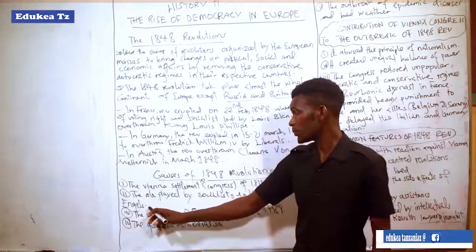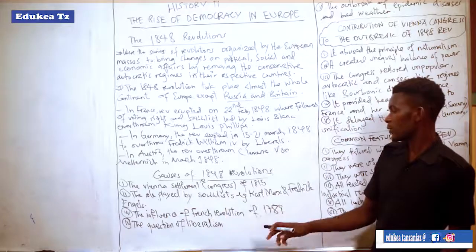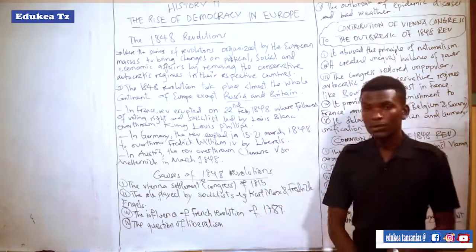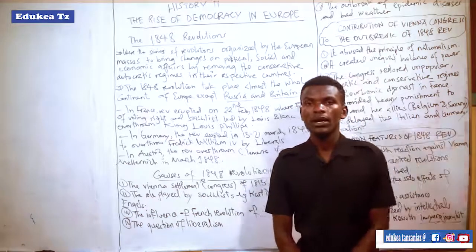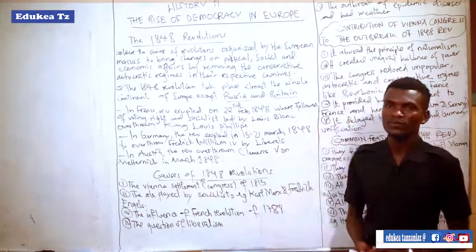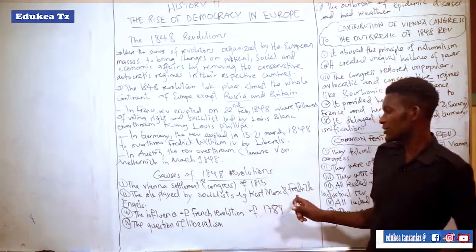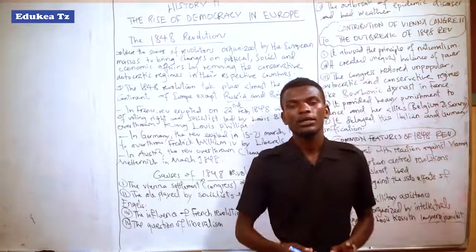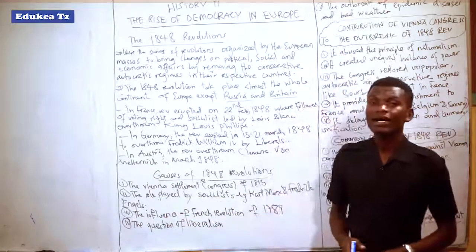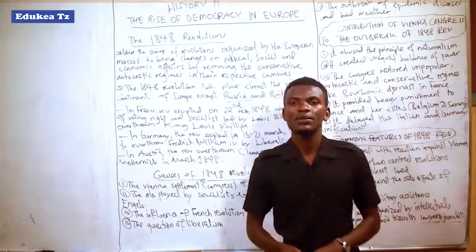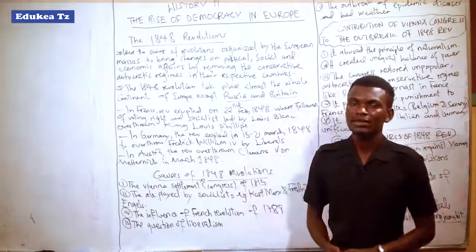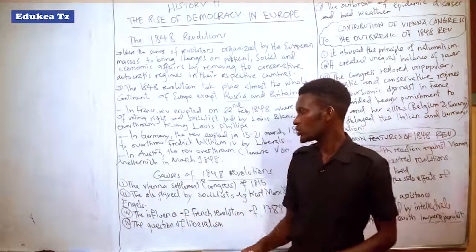Another cause was the role played by the socialists, for example Karl Marx and Friedrich Engels. The role played by socialists inspired the European masses to wage revolutions. For example, the socialist ideas published by Karl Marx and Friedrich Engels inspired the European masses to wage revolutions to overthrow the autocratic leaders.